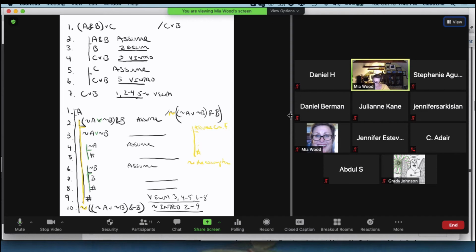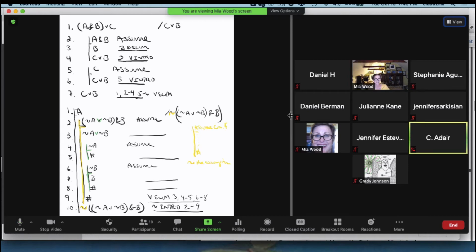How are we doing? What do we think? We ready to cite and justify? Or justify and cite? How did we get line three? Remember, line four is an assumption. Line five is derived. Line six is an assumption. Line seven and eight are derived. Line nine is derived. And line 10 is derived.